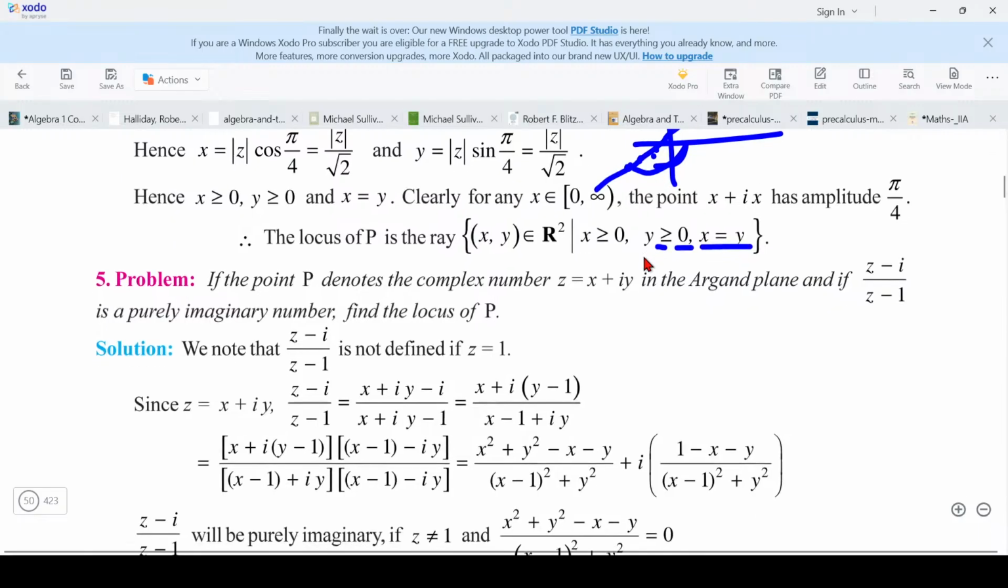Now, try this. There is some complex z, and (z minus i) by (z minus 1) is purely imaginary. That means the real part should be 0. Substitute x plus iy in this, simplify this, and find out what exactly is the locus. Understood now?